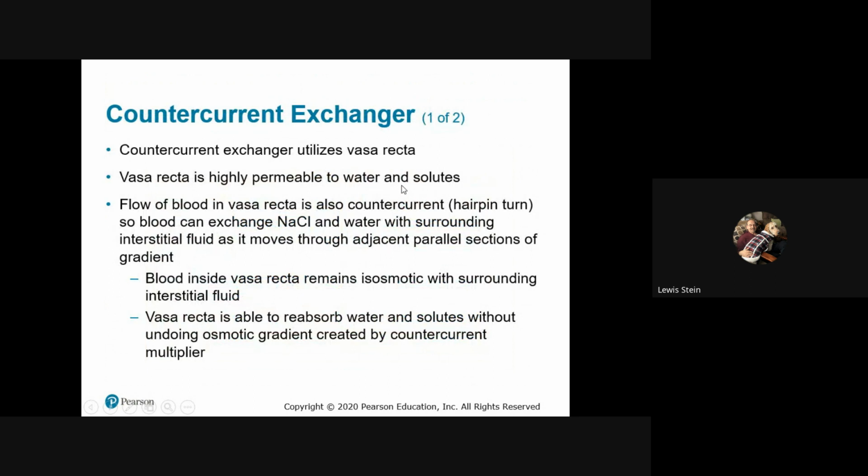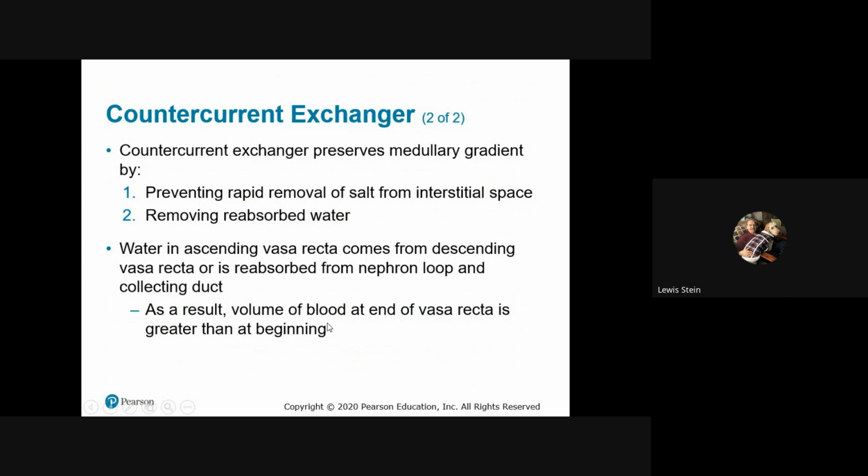The exchanger, those long sort of draped capillaries, the vasa recta, very permeable to both. Countercurrent as well, so blood can exchange salt and water with surrounding interstitial fluid as it moves through those adjacent parallel sections. That's stated better than I could state it. So effectively, the bloodstream doesn't change its isoosmotic nature, because it can absorb both the water and the solutes that are in there. So it preserves the gradient.